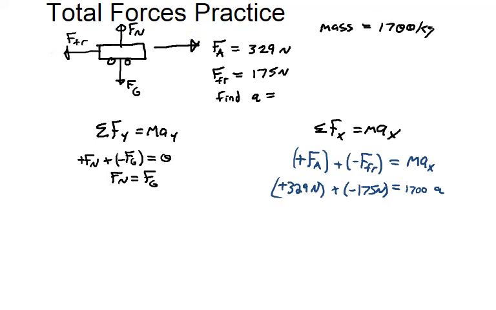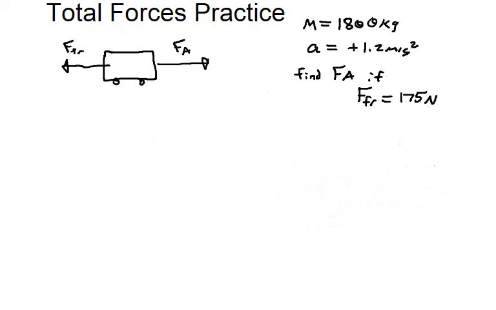All right, so the critical thing here is setting up your sum of the forces. Positive force applied plus the negative force of friction. We have 329 as our force applied. Force of friction is 175, which we'll subtract from our force applied. And then when we get our forces together, divide by mass, our acceleration will be 0.091 meters per second squared.